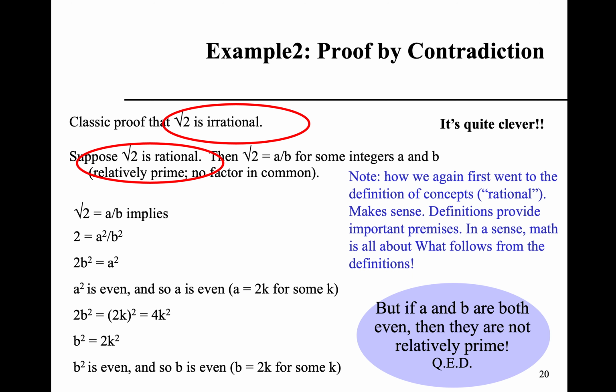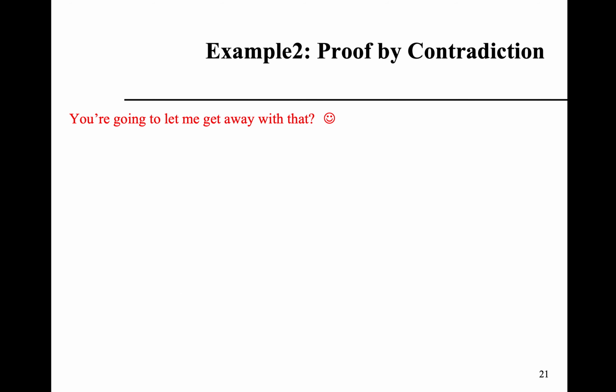So again, here we first went with the definition of different concepts. Now once we know what a rational number is, it kind of makes sense. Definitions help provide different premises, and then math is again what definitions has. So it's essentially just that. Now I know you're not going to let me get away with that, so let's go with that.